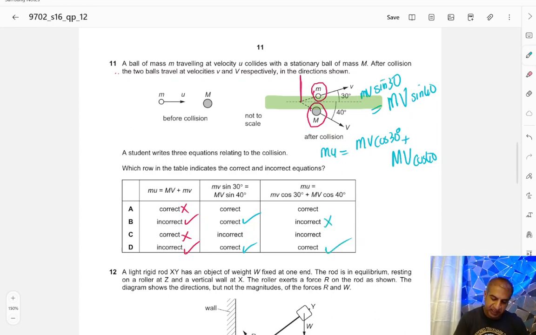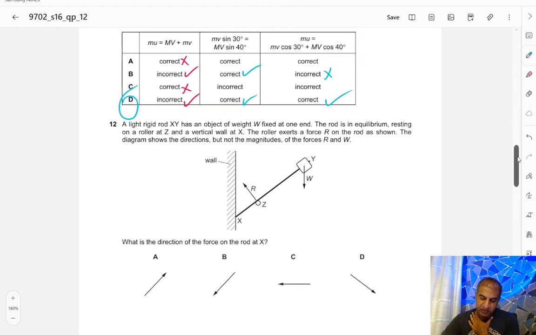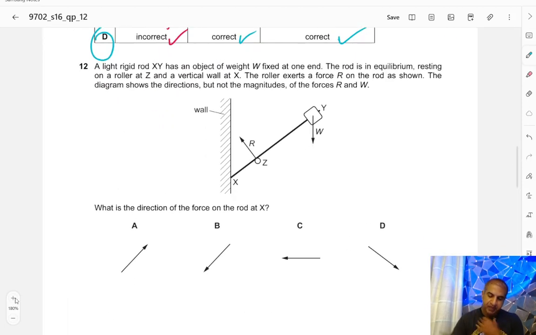This is not incorrect. So this is the correct option. D is the correct answer. That was easy. Let's move on to question number 12, and let's just look at this question. Let me zoom in a little bit.